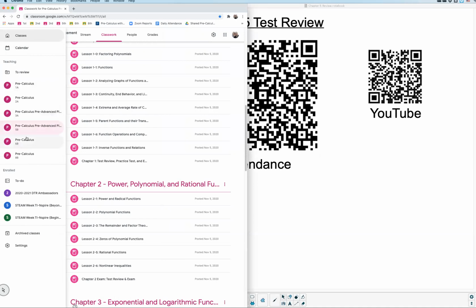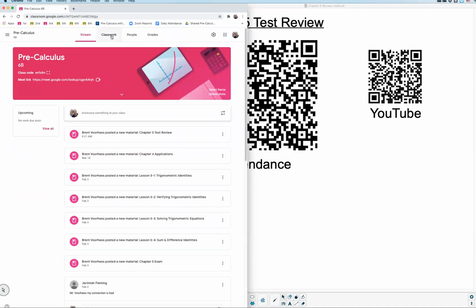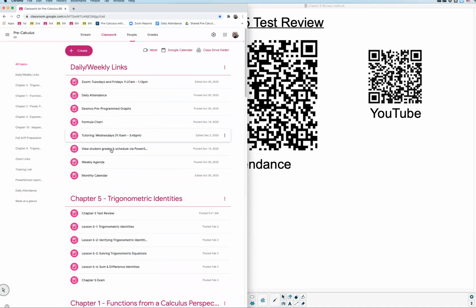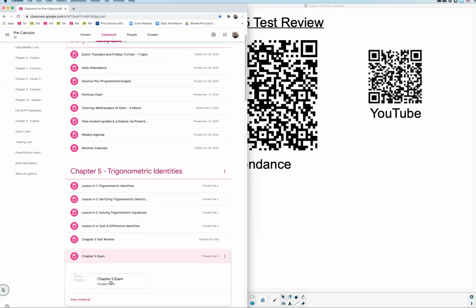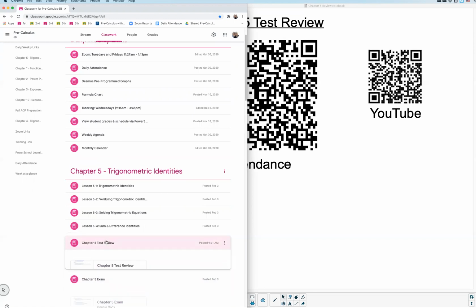Let's get to your digital classroom. If you go to classwork, we're looking in Chapter 5, and you'll see this test review. That's where I'm going to be working today. If you want to start the exam, you can do so by clicking the Chapter 5 exam link and following the instructions there to take it through School City. I'm going to open up this Chapter 5 test review.